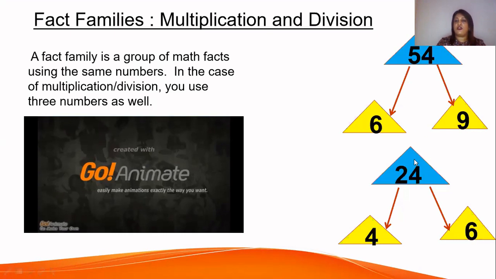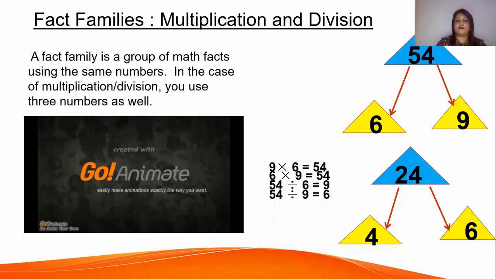Again, with 24, 4 times 6 is equal to 24, or 6 times 4 is equal to 24. Or I could say 24 divided by 4 is equal to 6, or 24 divided by 6 is equal to 4. Again, another 4 facts using number sentences, which gives us another fact family.